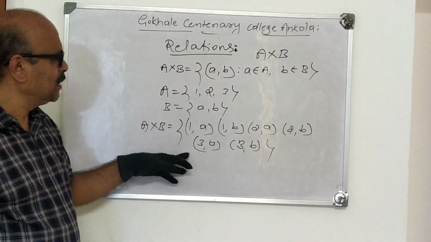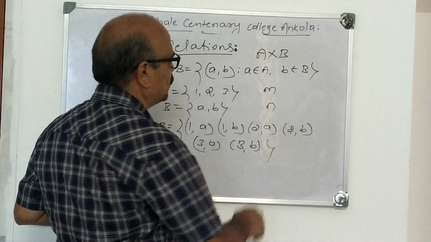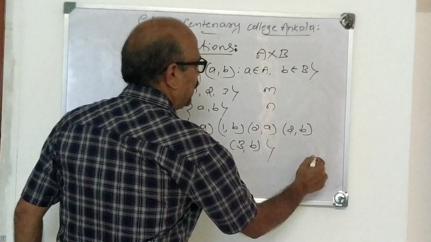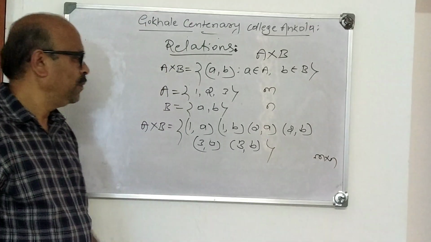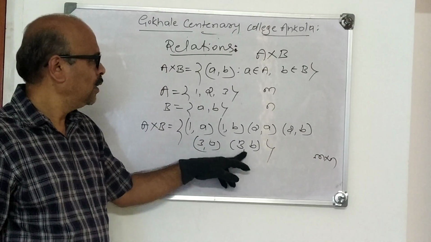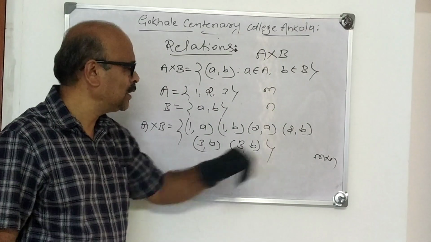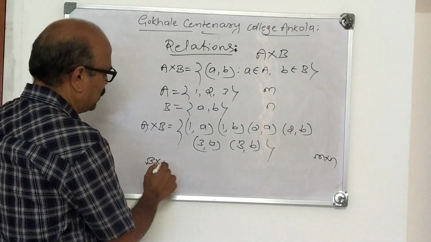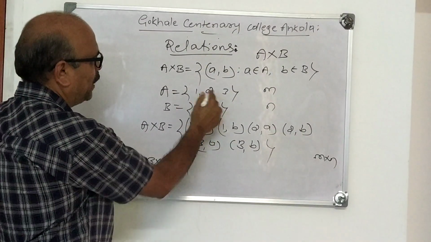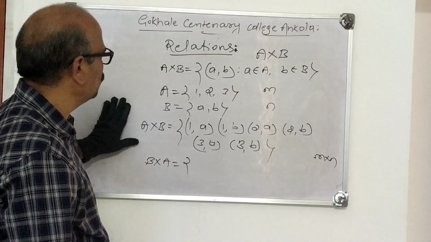Now one more important result here. If A has m elements, B has n elements, then this set A cross B has mn elements, m into n elements. How many elements are there in A cross B? 1, 2, 3, 4, 5, 6. Here A has 3 elements, B has 2 elements, so A cross B has 6 elements. At the same time, what is B cross A? B cross A means (a,1), (a,2), (a,3), (b,1), (b,2), (b,3). This is about the cross product of two sets.